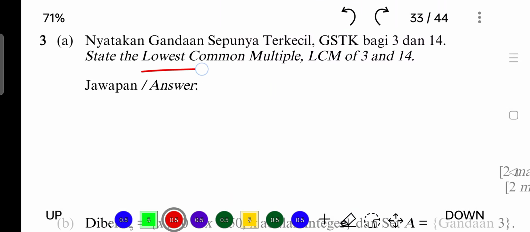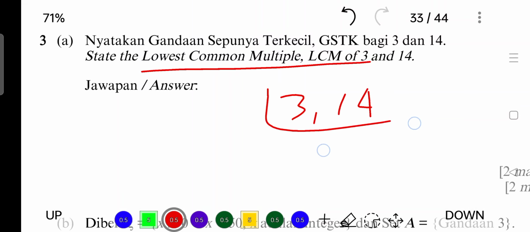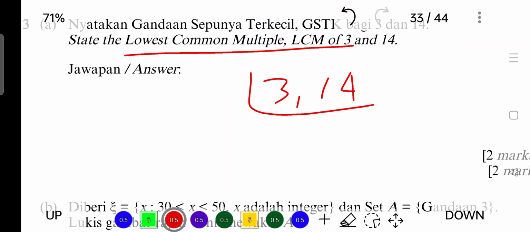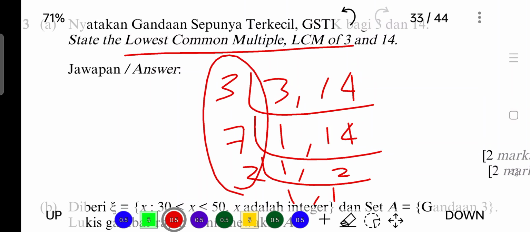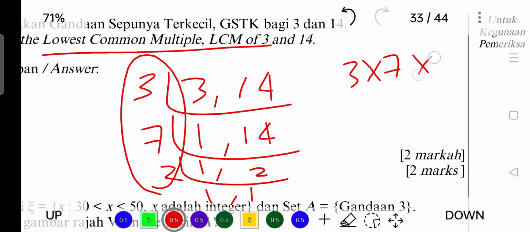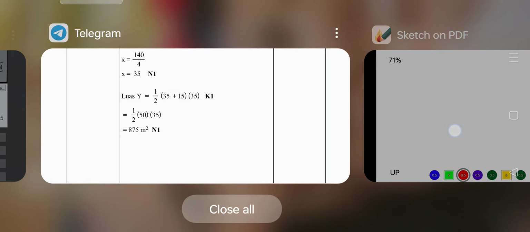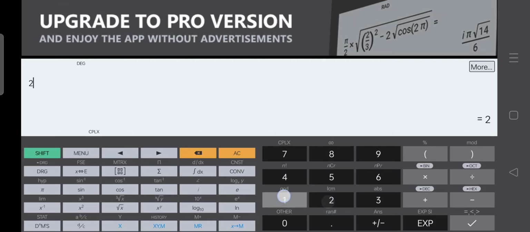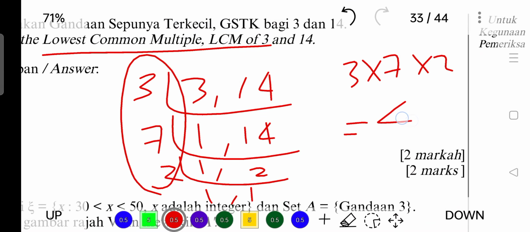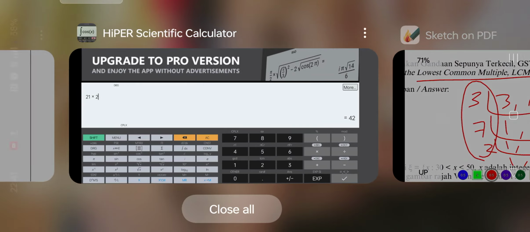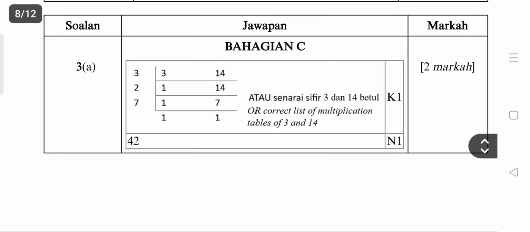All right, so state the lowest common multiple, which is LCM, for 3 and 14. They didn't ask for any method, so you simply go for any method that you want. All right, so here I can go for 7, I can go for 2, so the answer will be, I have to write that 3 times 7 times 2, it will become 21 times 2 is 42, right? Sorry, just can't think. Answer is 42, and the marks given is only 2.